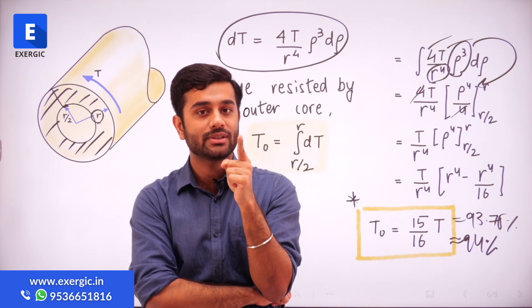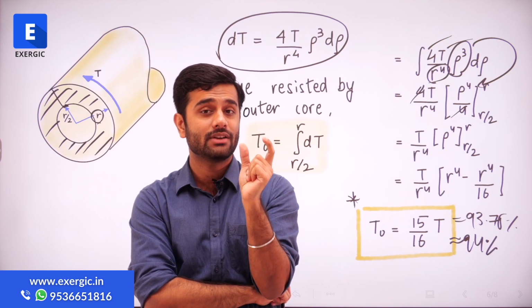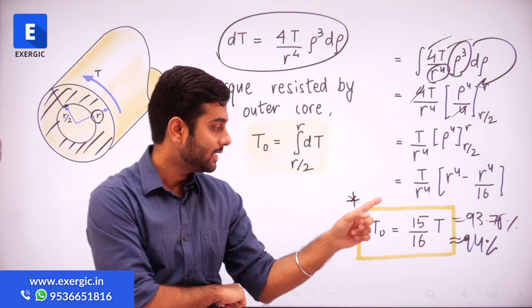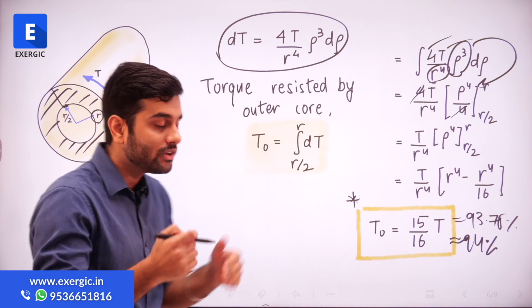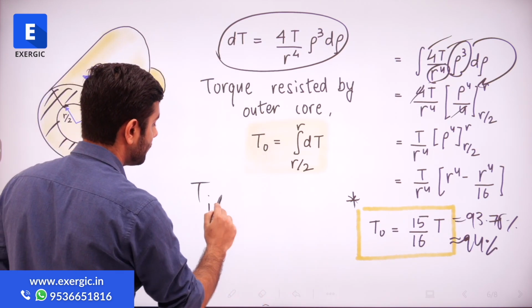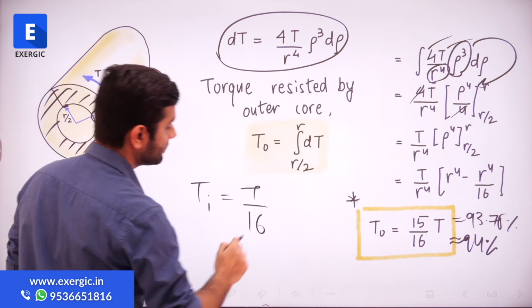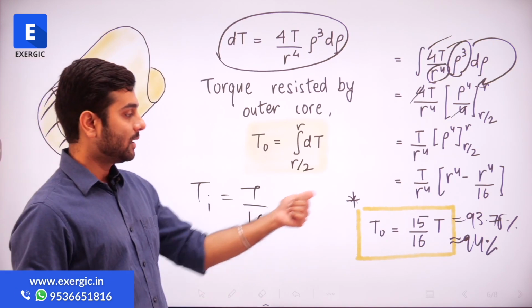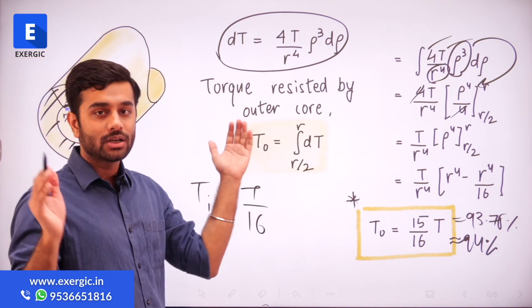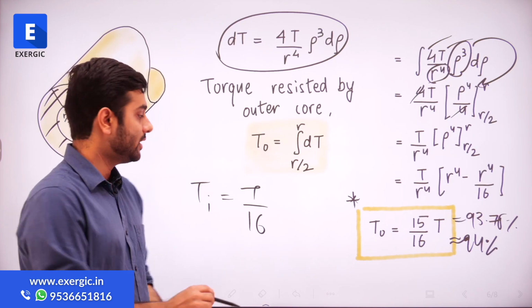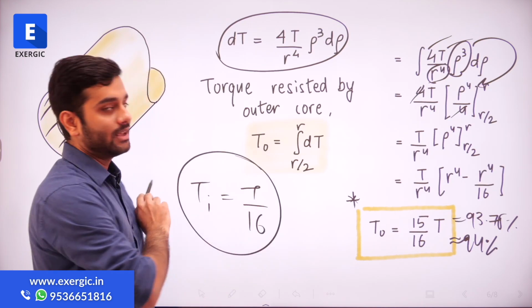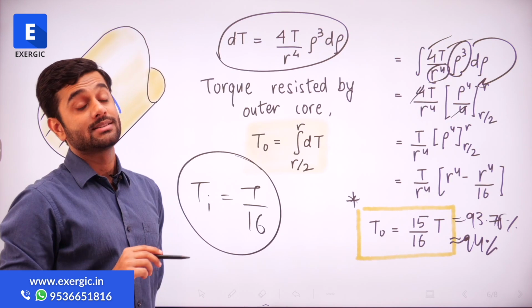Coming back to the original discussion. The question was, find out the fraction of total torque that will be resisted by the outer core. That is 15 by 16. How much will be the torque resisted by the inner core? 1 by 16, right? 1 by 16 plus 15 by 16 of T will give you total torque T, right? So the inner core is resisting a torque of T by 16.